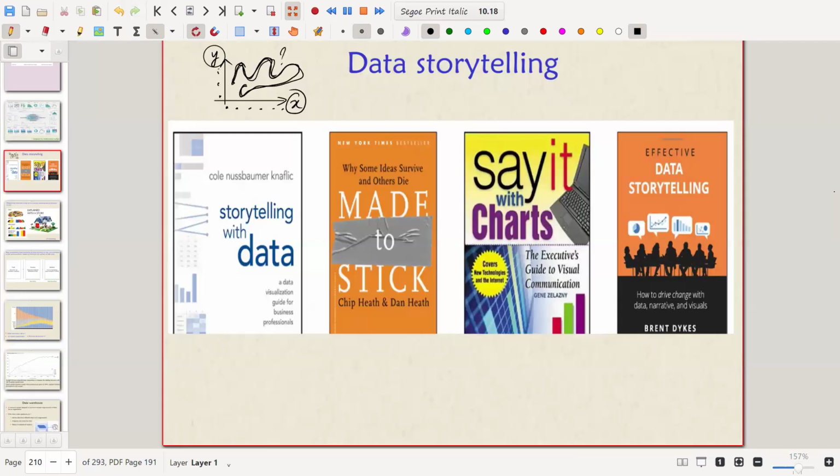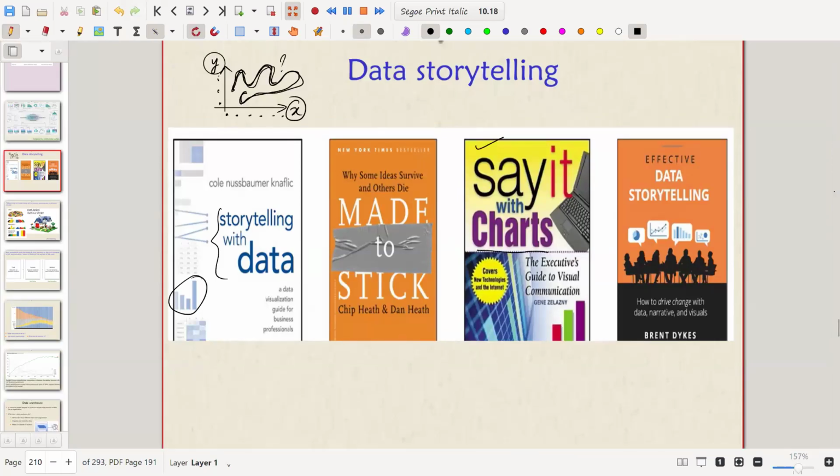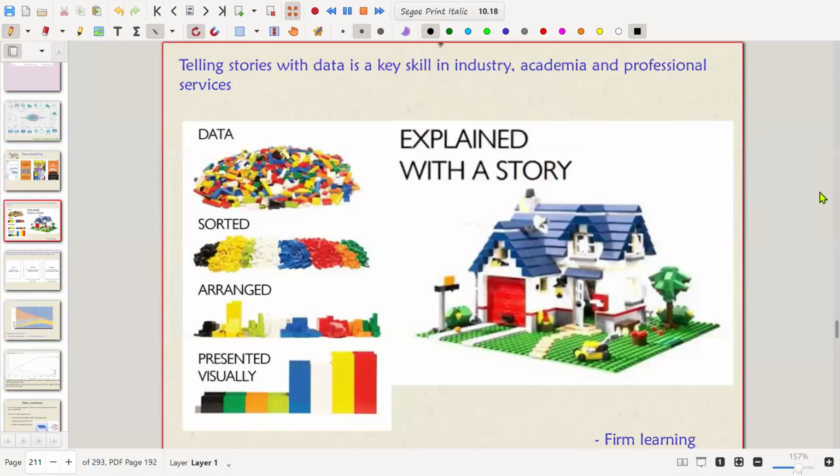So these are some of the books where storytelling is given a lot of priority. Data visualization is important, but more than that, data storytelling is equally important, right? So you can see Storytelling with Data. There are some plots here, but yeah, Say It with Charts. These are the books, Effective Data Storytelling. Anyway, so we'll see here.